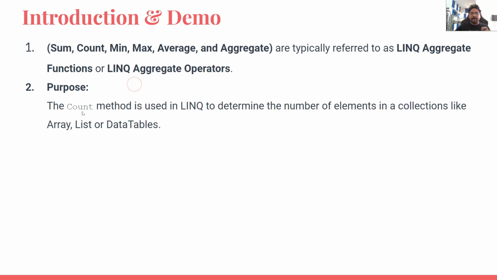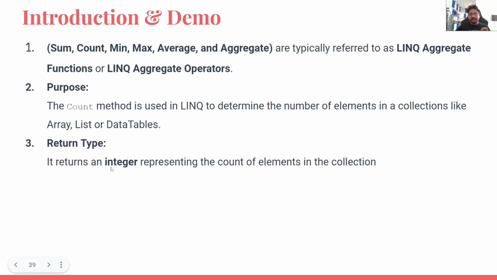So let's understand what is the purpose of .count. The count method is used in LINQ to determine the number of elements in a collection. Collections like array, list, data table. For example, in an array you have got 5 elements, so it will tell you how many elements are present inside a collection. That is the purpose. What it returns? It returns an integer representing the count of elements inside the collection.